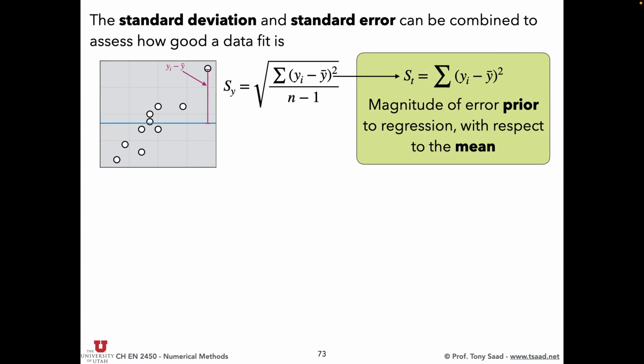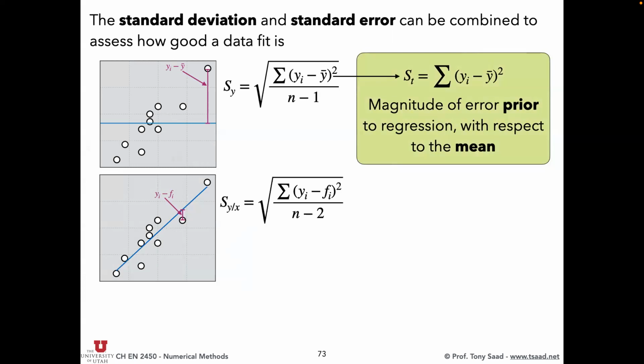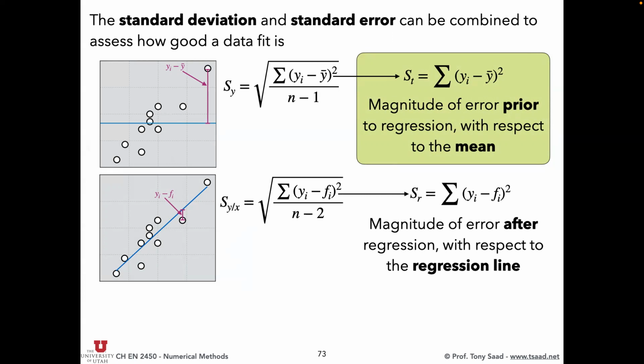So from the standard deviation, I'm just going to take that numerator. You could have taken the entire square root, it doesn't matter, but the mathematics become much simpler when you do this. So I'm going to take that summation, that total distance from the data points to the mean, and call that the magnitude of the error prior to regression with respect to the mean, okay? Now, also we said that when you do regression, the data is spread around the regression line and it gives us this standard error. And from that standard error, I'm going to take that numerator, which is the magnitude of the error after regression with respect to the regression line, okay?